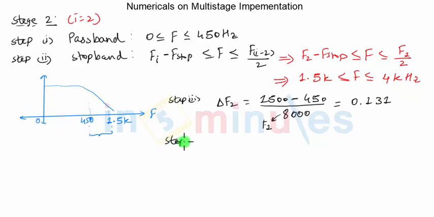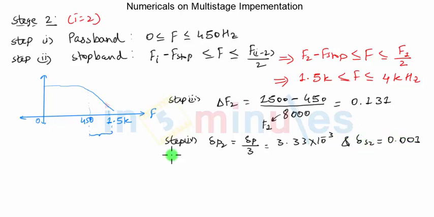In step 4 we will write delta p2, which will now never change. It will be exactly same as delta p upon 3, because 3 is the number of stages, so that is 3.33 into 10 raised to minus 3. Delta s2 is always equal to given delta s, so that also doesn't change.